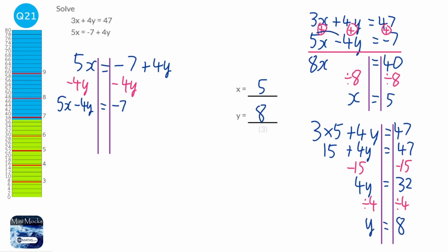Now we can check that using this equation here. So 5 times 5 is 25, take away 4 times 8, which is 32, is minus 7. So we know we've got it right.